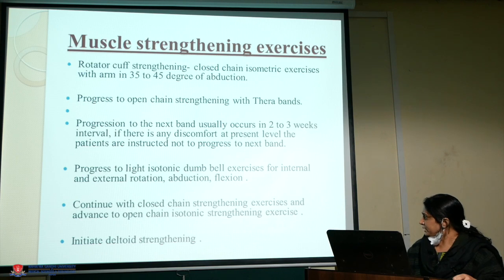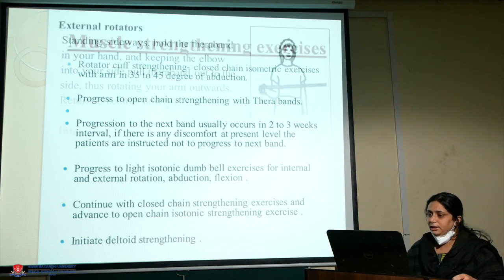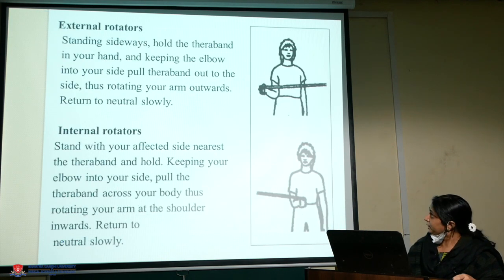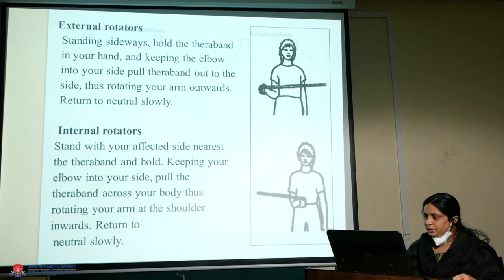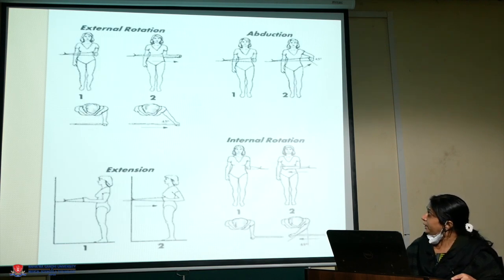Continue with the closed chain strengthening exercises, advancing to the open isotonic exercises, and then here we start with initiating the deltoid strengthening. Here is showing the external and internal rotators which can be performed with the TheraBands. Again, this picture is showing how you can perform the TheraBand exercises like external rotation, abduction, extension and internal rotation.